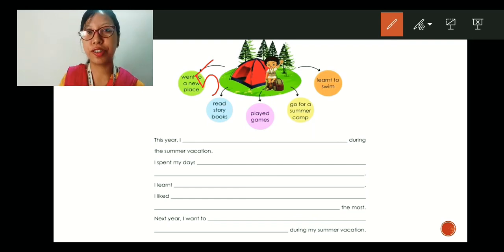There are 2 or 3 changes in the words according to the tense. So I will be sending you the PDF in the Google Classroom so that you can write it in a proper way. So this is what we have learned in this session, in this class, about story writing and paragraph writing. I hope you have understood it.